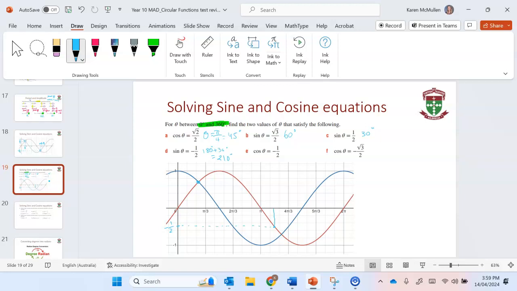And it also hits it here. So we've got this solution as well, because we're in two separate quadrants. Actually, I probably should have done the two solutions for the other ones as well. Just bear with me, we'll do them in a sec. So this one is going to be 360 minus 30, which gives you 330 degrees.